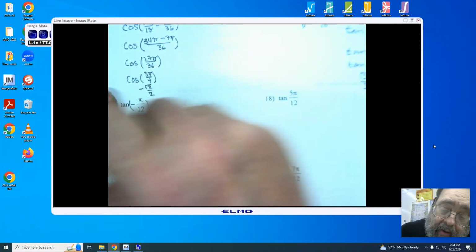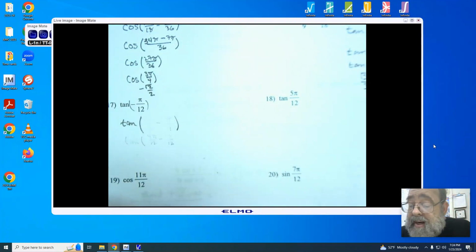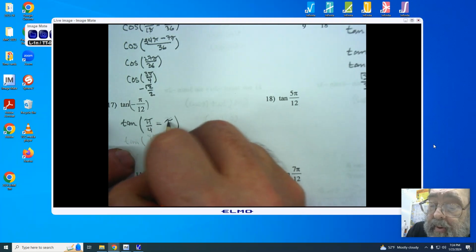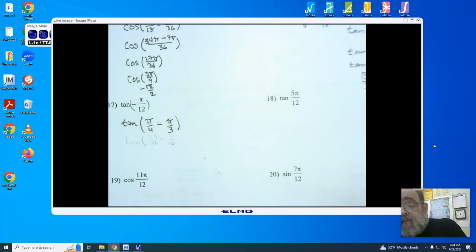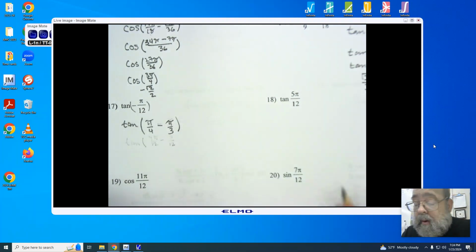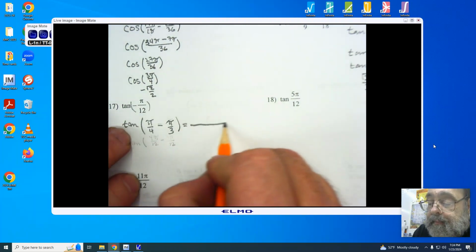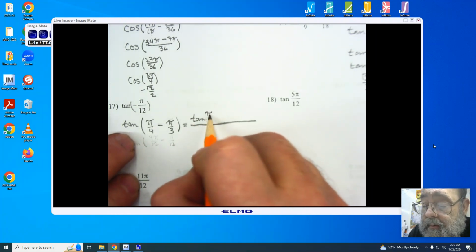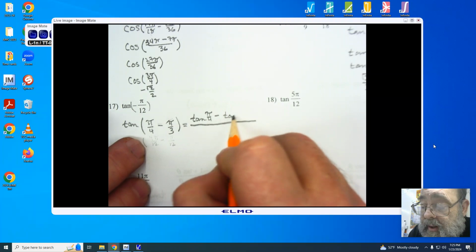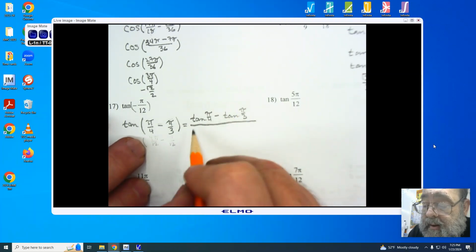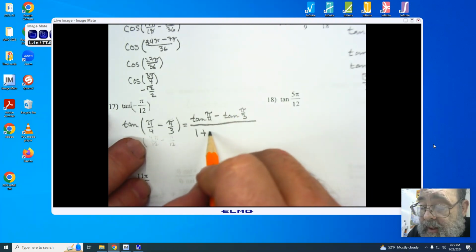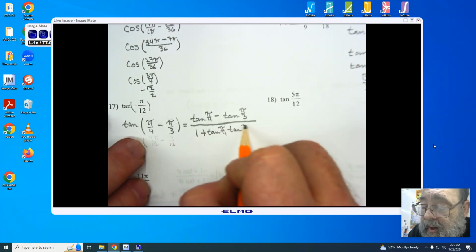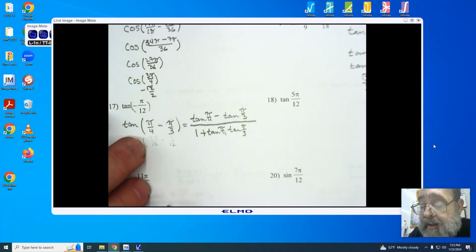Now, once I know what I'm working with, I'm now going to use my identity. So we're going to have pi over 4 minus pi over 3, so that we're subtracting the larger value to get the negative. We're now going to go ahead and go to our formula. Here we go. Tangent of pi over 4 minus the tangent of pi over 3 divided by 1 plus tangent of pi over 4 times the tangent of pi over 3. We now have to replace our values.